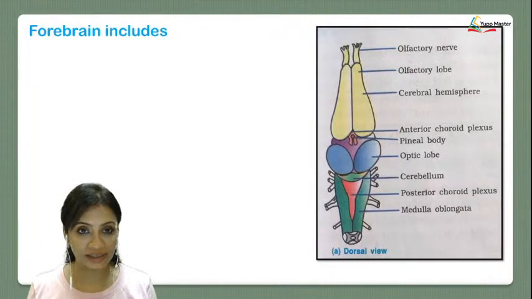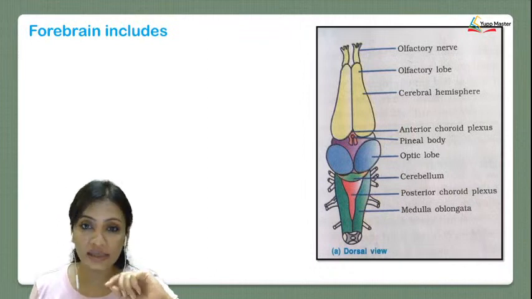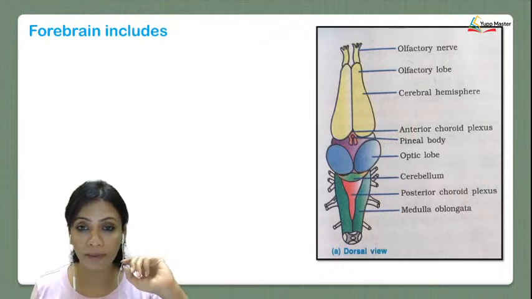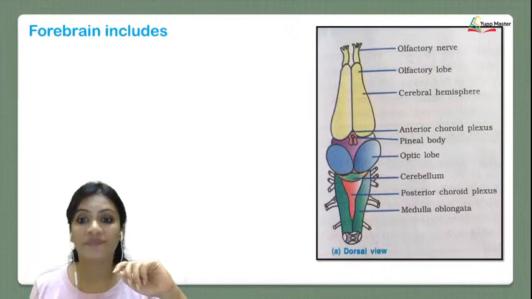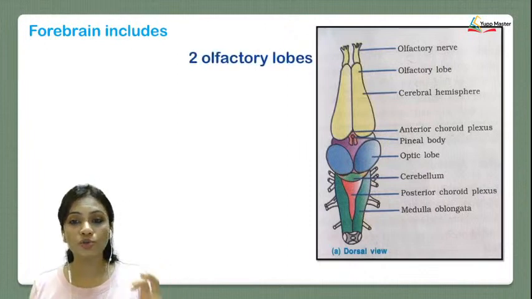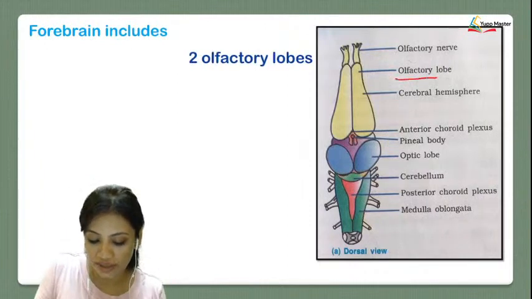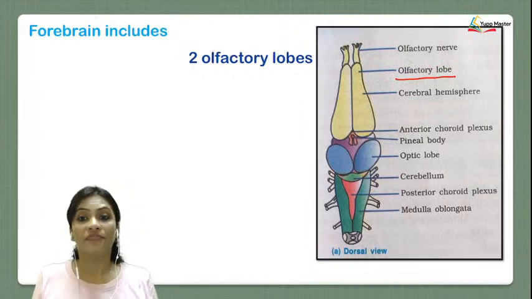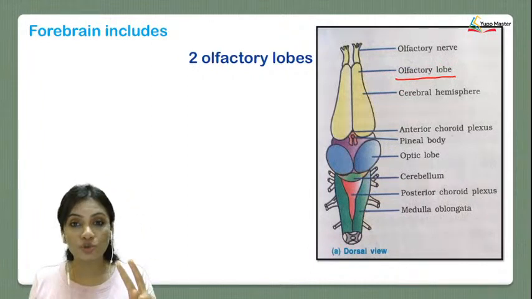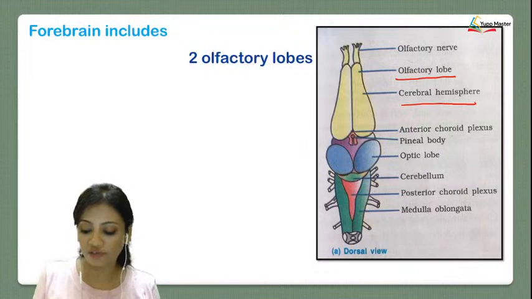What does the forebrain include? Okay. The forebrain here has 3 parts. Which are they? First, there is a pair of, or 2, olfactory lobes. There are 2 olfactory lobes. Then there are 2 cerebral hemispheres.